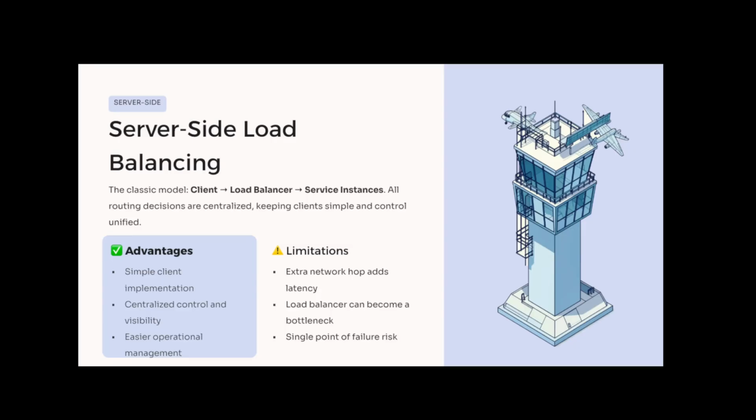Next, let's talk about server-side load balancing. This is the classic model. Client to load balancer to service instances. All routing decisions are centralized. This makes the system easier to manage. Clients stay simple and control is centralized. But it introduces an extra network hop, which adds latency and can become a bottleneck. So the key idea is server-side load balancing simplifies architecture but adds overhead.